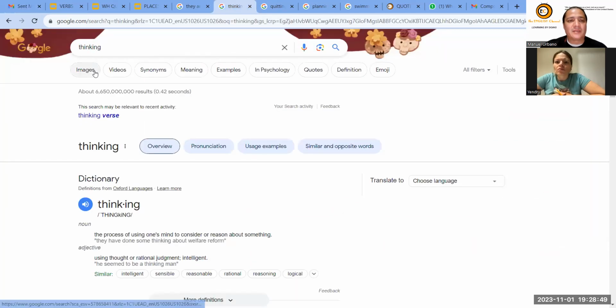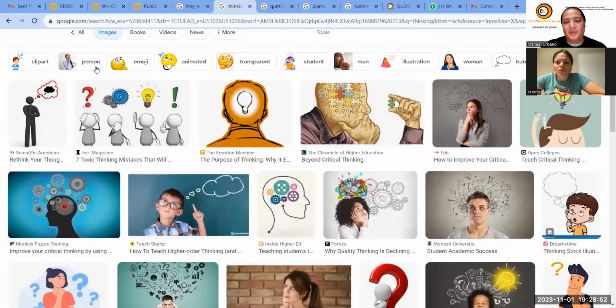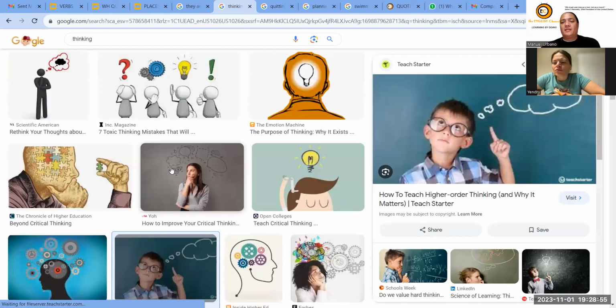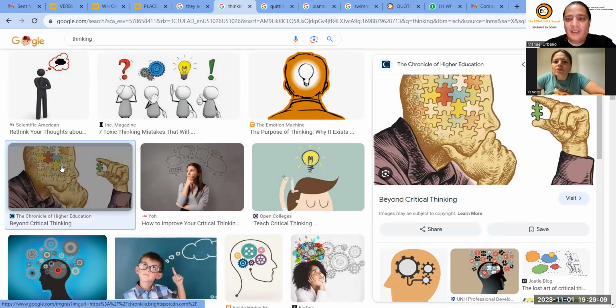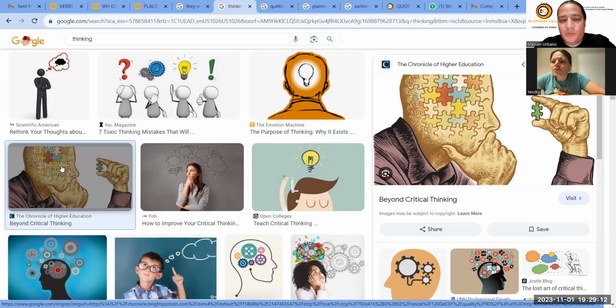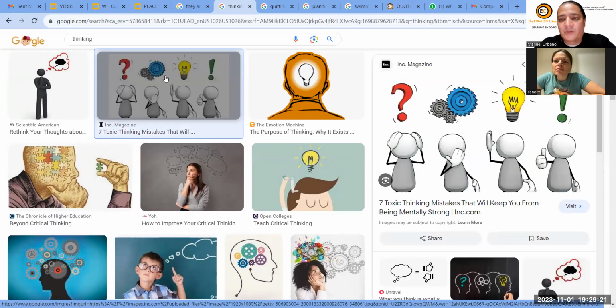So let's see what we have as far as images go. Let's practice with this image. Please repeat. The kid is thinking about the future. He is thinking about his problems. They are thinking about solutions. They are thinking about ideas.